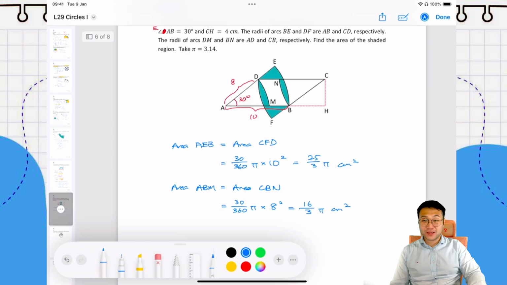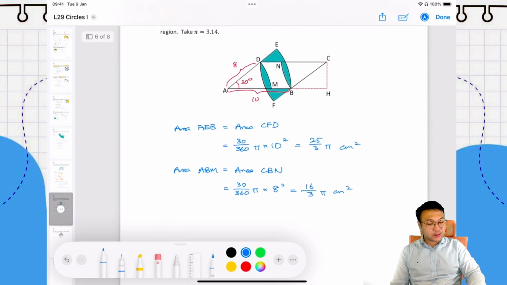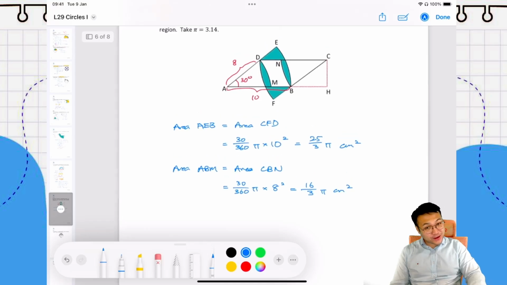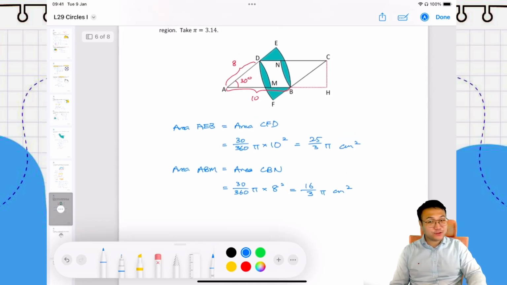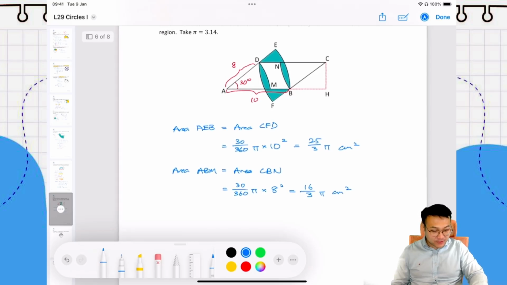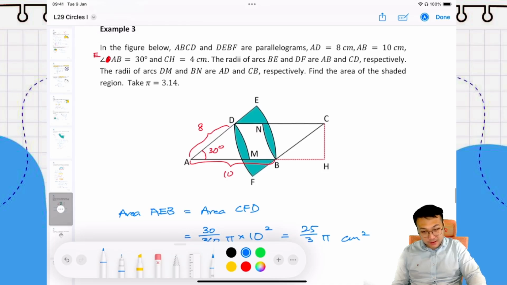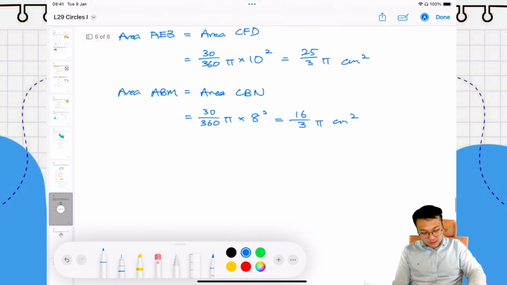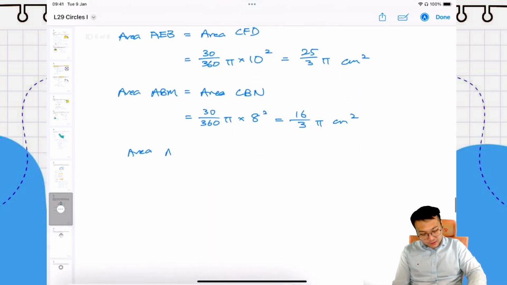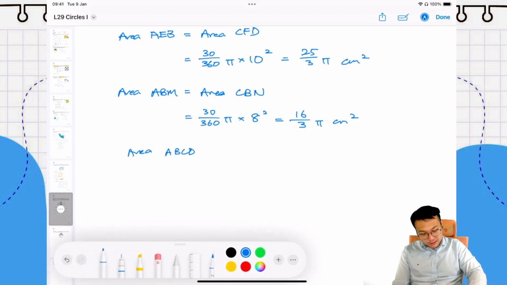Okay, and what is the area of ABCD? ABCD is a parallelogram. When you want to find the area of a parallelogram, you take the base of the parallelogram, multiply by the height of the parallelogram. So what is the height? The height of the parallelogram is right here, and it is given to us that it is 4 cm. So let's write down 4 cm here. So I'm going to write down the area of the parallelogram is the base times the height.